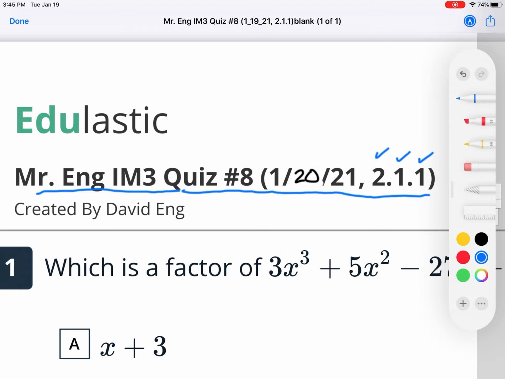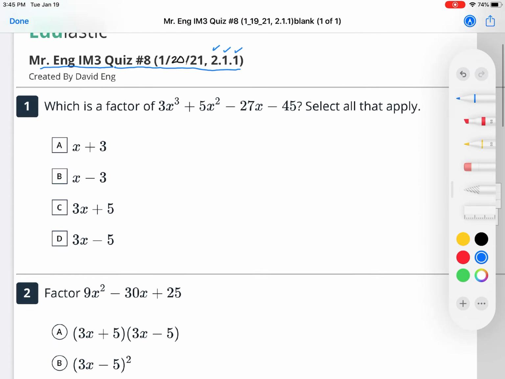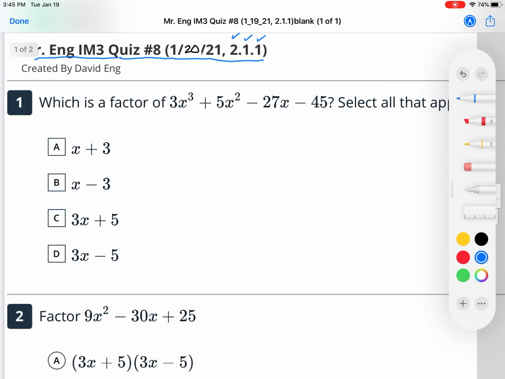Going over the Integrated Math 3 quiz number 8, January 20th, 2021, Module 2, Section 2, Topic 1. Basically factoring higher degree polynomials. Okay, question number 1. Which is a factor of 3x cubed plus 5x squared minus 27x minus 45?